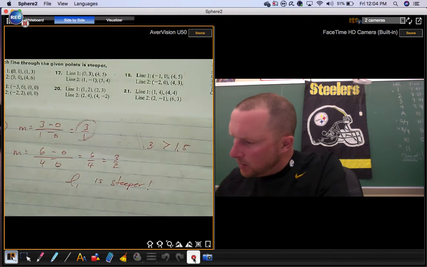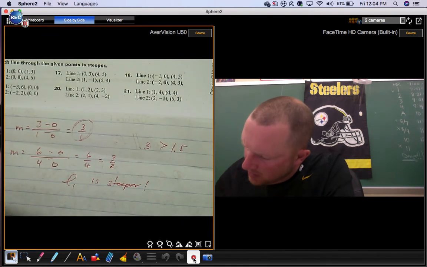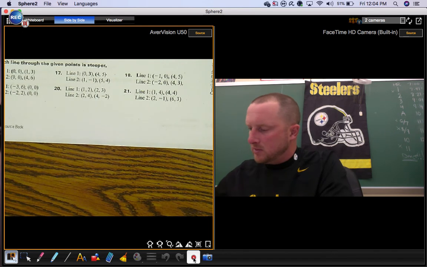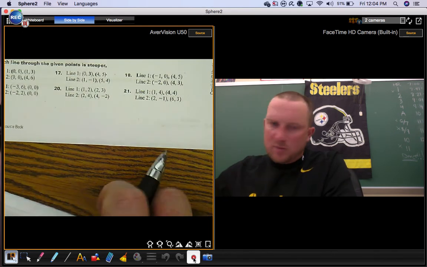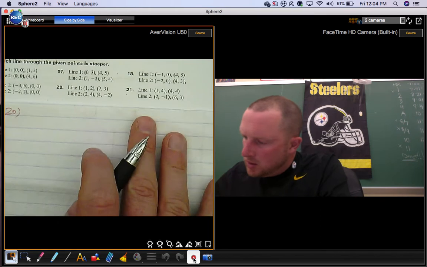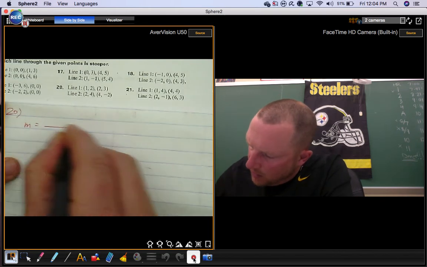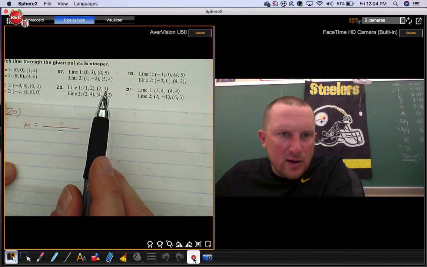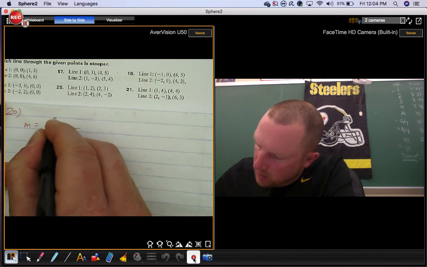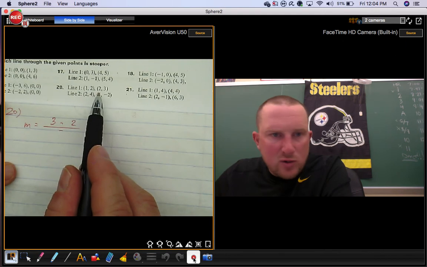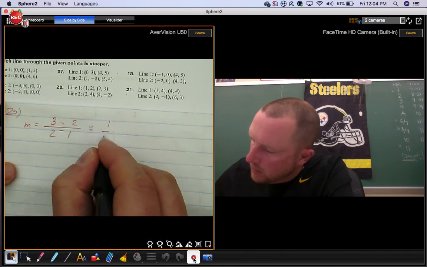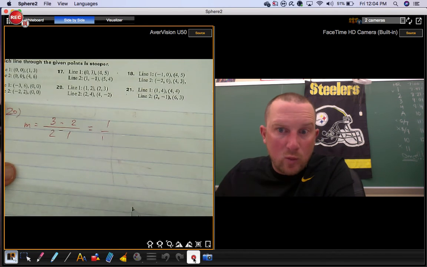Let's pick another one. I'll pick number 20 maybe because it looks kind of complicated. We have some negatives in some spots, and that always seems to present some issues. So we're going to find the slope of line 1, and we're going to do it by subtracting. So we're going to subtract our y values, 3 and 2. We're also going to subtract our x values, 2 and 1. That gives you a slope of 1 over 1.